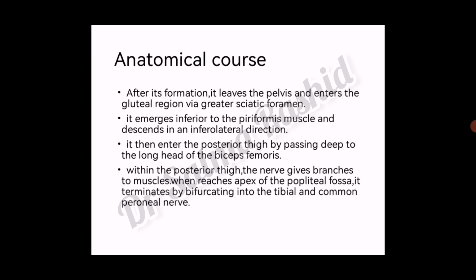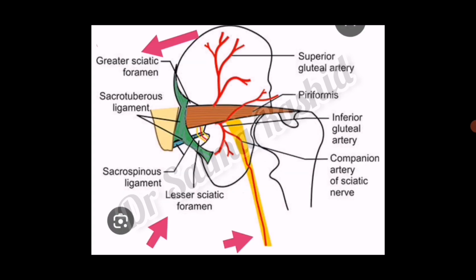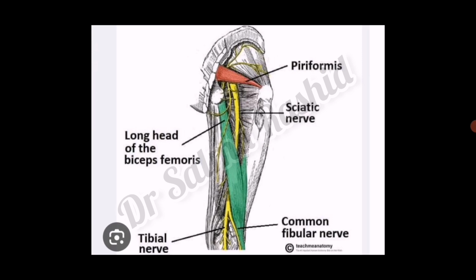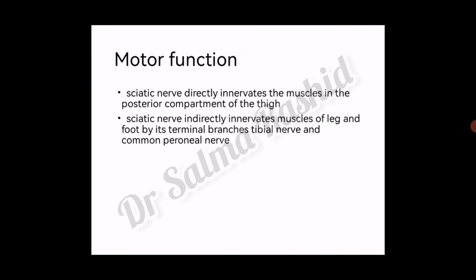Now we will summarize what we have studied. The sciatic nerve arises from nerve roots L4 to S3. Then it leaves the pelvis and enters the gluteal region passing through the greater sciatic foramen. Then it passes under the piriformis muscle to enter the thigh. In the thigh it gives branches, and at the popliteal fossa it divides into terminal branches. Now its motor function: the sciatic nerve directly innervates the muscles in the posterior compartment of the thigh. It indirectly innervates muscles of the leg and foot by its terminal branches, the tibial nerve and common peroneal nerve.